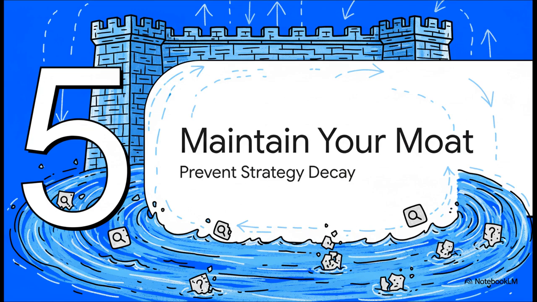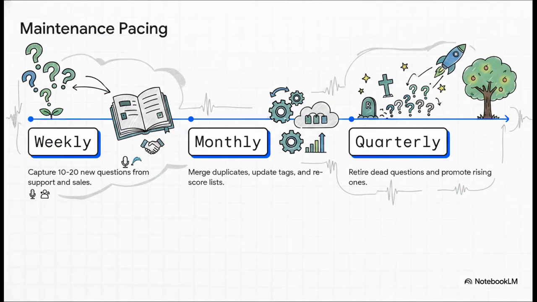Section 5, maintaining your query moat. Let's talk about preventing strategy decay. Because honestly, everything we've discussed so far, building this incredible query set, it means absolutely nothing if you just build it and abandon it. Let's map out the actual pacing required to keep this thing alive. Weekly, you need to be capturing 10 to 20 new questions from your support, sales, and community channels. Monthly, you've got to take time to merge duplicates, update those tags, and rescore your lists based on shifting priorities. And quarterly, you retire the dead questions and promote the rising ones.